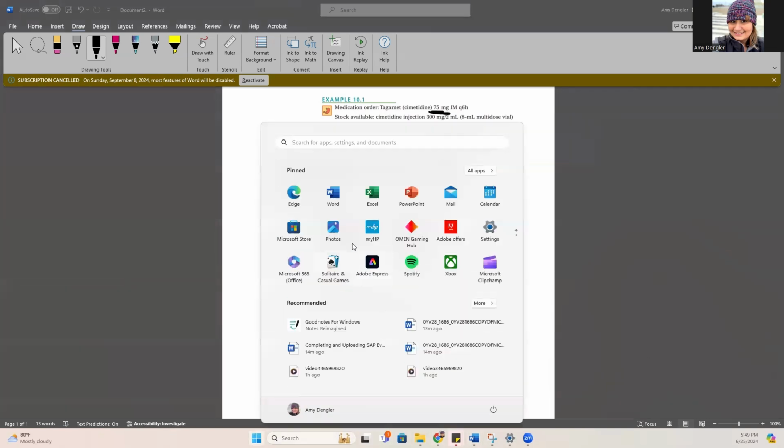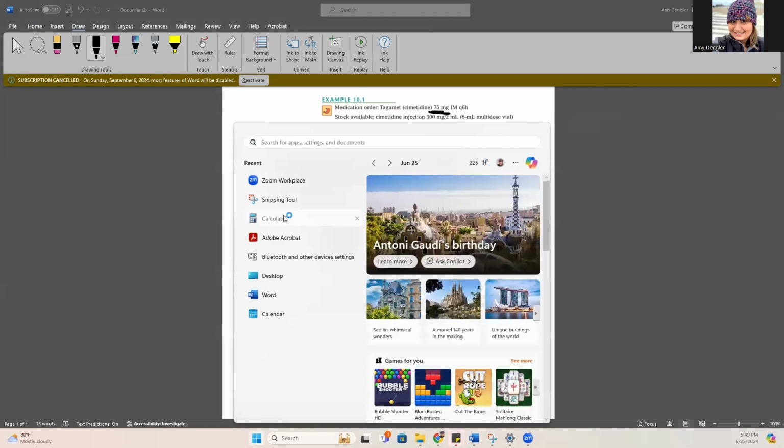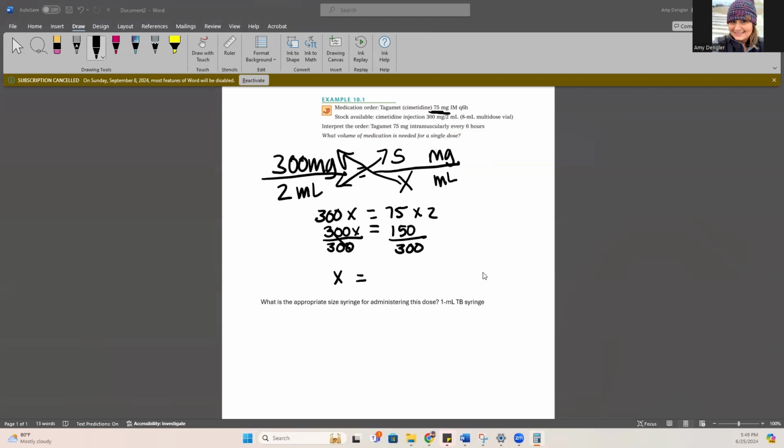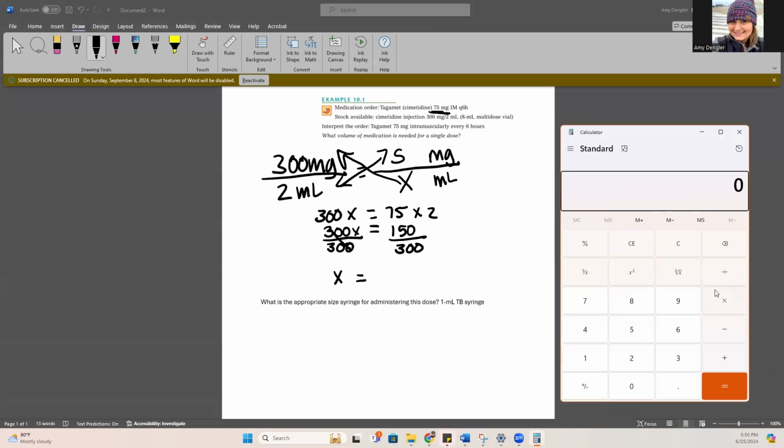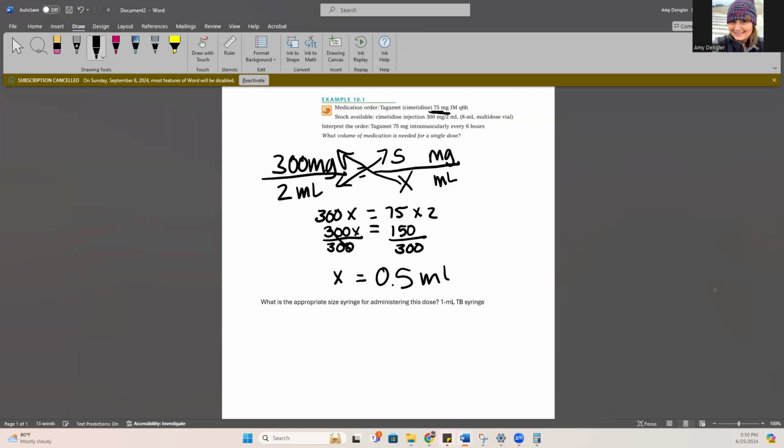And then if we get out our calculator and do 150 divided by 300, we get 0.5 ml. That is how much we would need to draw up for a single dose. Now it's asking, what is the appropriate size syringe for administering this dose? And the answer is there. It's a 1 ml TB syringe. And that is the smallest syringe that we have and one that we would want to use for that.